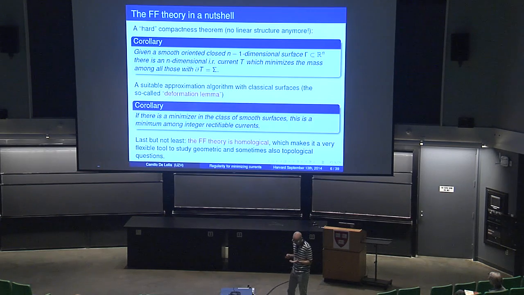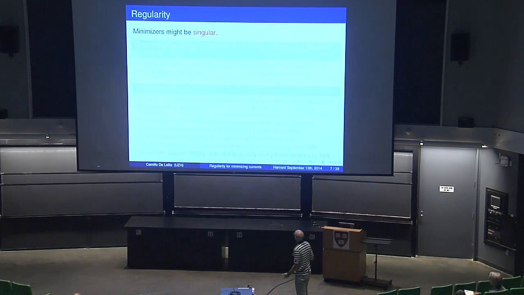There's another very important feature. I don't think I have to explain it in this audience. This is a homological theory. So for instance, one thing that you can do with this theory is to say, if you are in a compact Riemannian manifold, pick up a homology class. The homology class will always be represented by an integer rectifiable current which minimizes the area. There will always be a canonical representative. And that is, of course, very nice for potential geometric and topological applications.